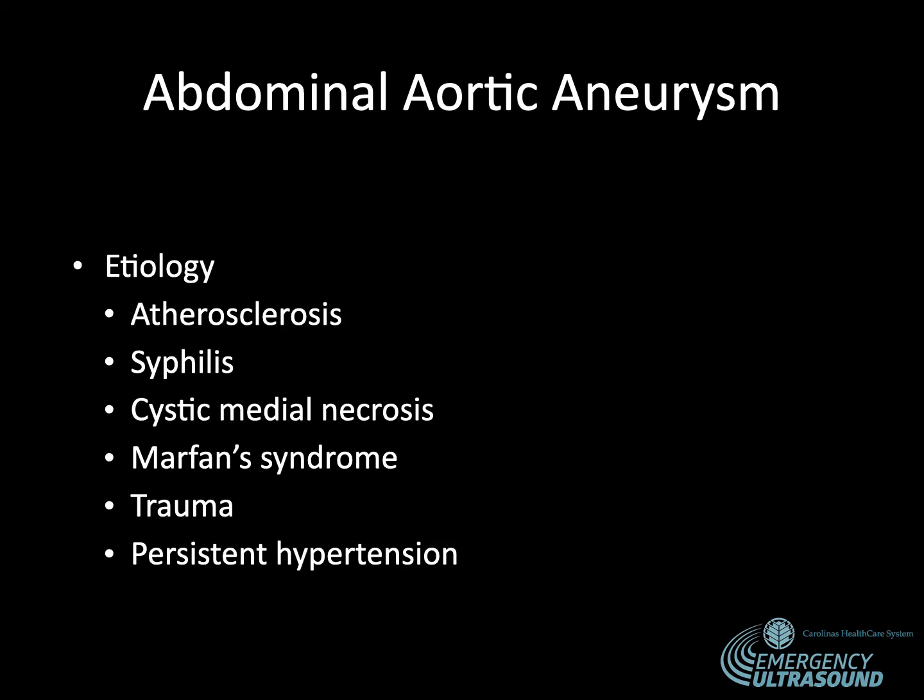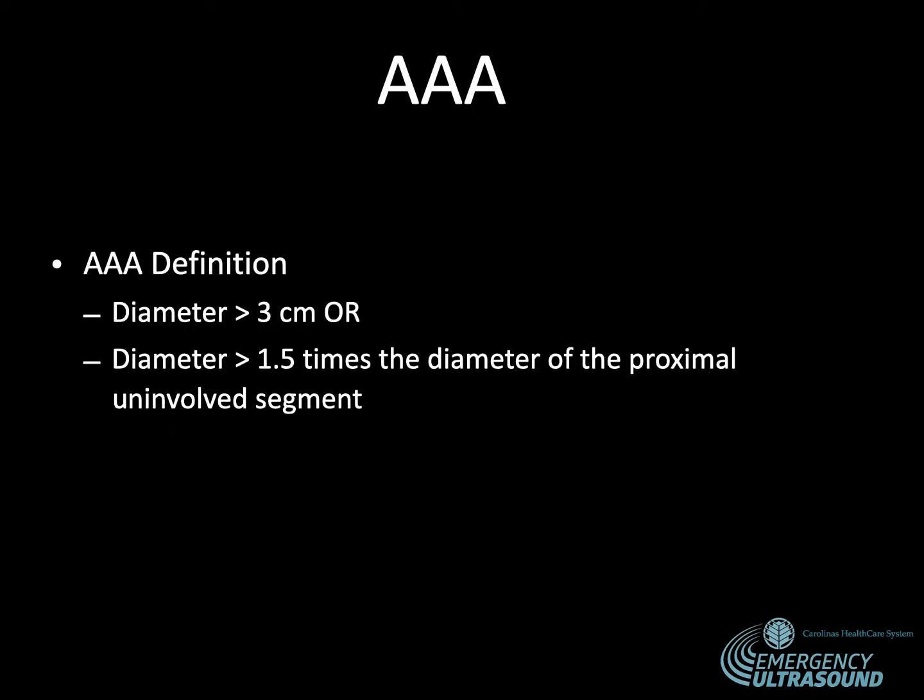So some of the etiologies of a AAA would be atherosclerosis, syphilis, cystic medial necrosis, Marfan syndrome, trauma, or persistent hypertension. We define a AAA as a diameter greater than 3 centimeters or a diameter 1.5 times the diameter of the proximal uninvolved segment. And remember, there are two kinds of aneurysms. There are fusiform aneurysms and there are saccular aneurysms.